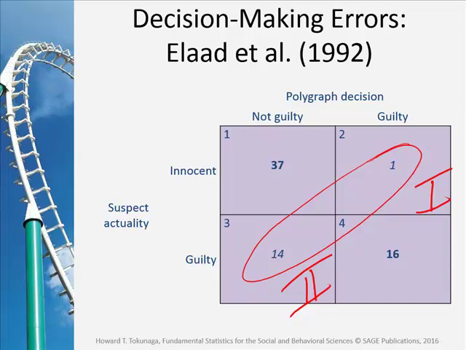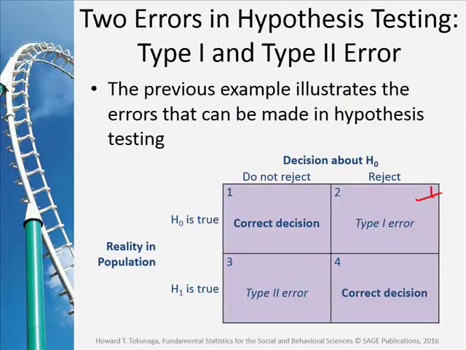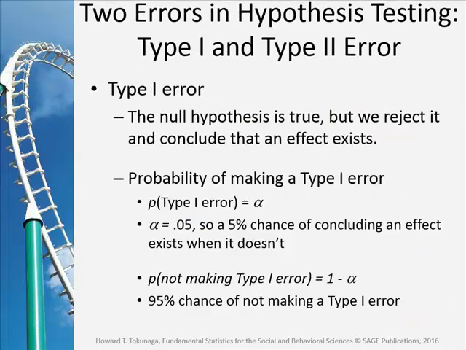So this is the one that bothers us the most, this type 1 error. For us, a type 1 error is when the null hypothesis is true, so that would say that there's no relationship, but we accidentally reject the null hypothesis and we say that an effect exists.